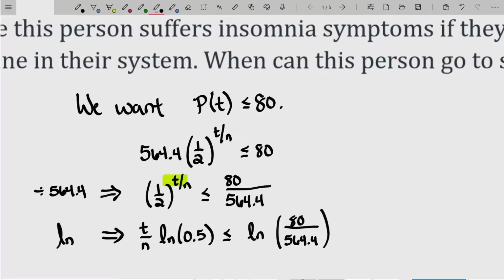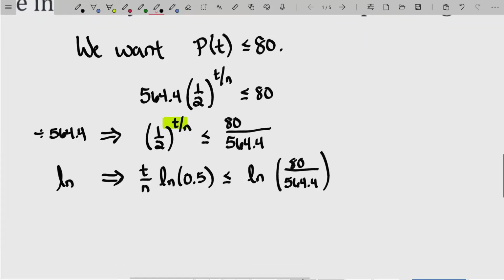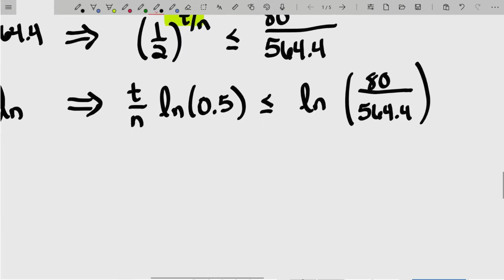Now here's where things get a little tricky because a lot of people, if they're working with inequalities and logarithms, forget something about logarithms. This number right here is a negative number. Natural log of anything less than 1 is negative. And so if I divide both sides by the natural log of 0.5, the inequality is going to swap. Let me just do that single step.